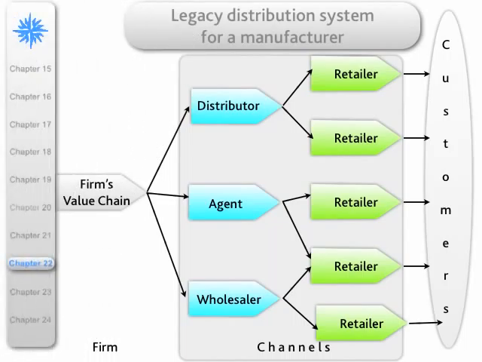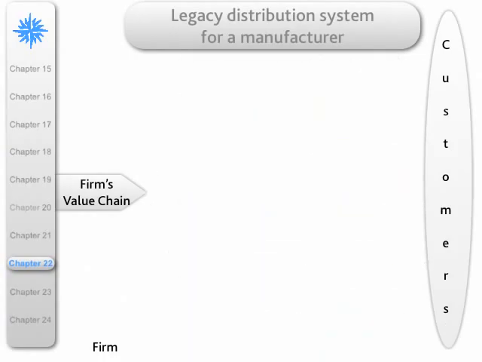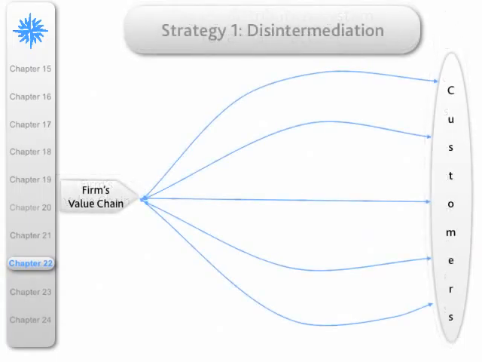There is a legacy distribution system for a manufacturer where you have the manufacturer shown in grey on the left, and it distributes its products through distributors or agents and through retailers ultimately to customers. With deconstruction, it is possible to excise those links, and if we excise those links, we must reduce the costs so that the firm can communicate directly with the customer and the customer can communicate directly with the firm.